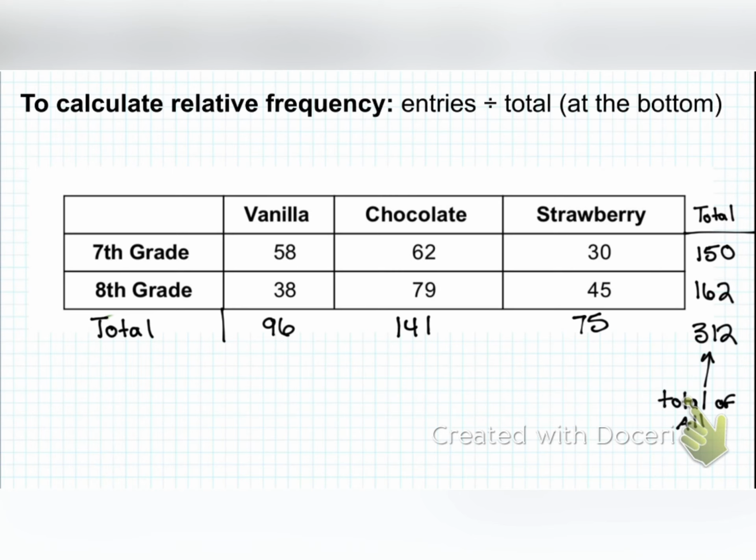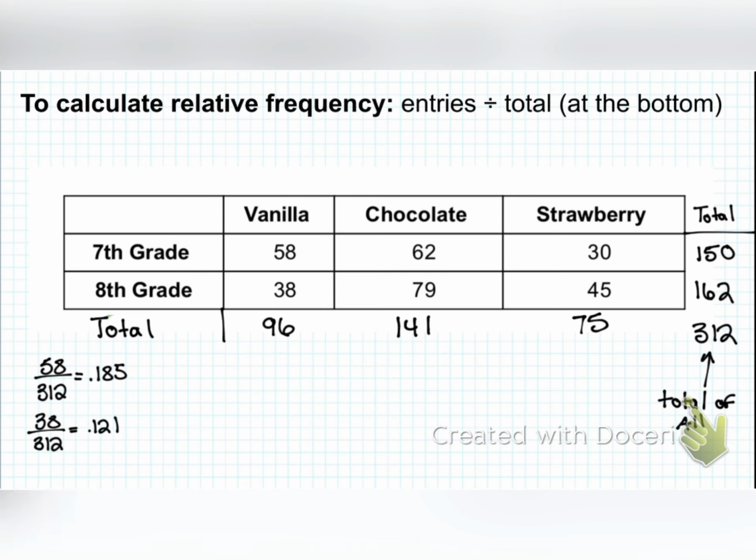Okay, so the first one we have is 58 being divided by 312. When I divide that in my calculator, it gives me 0.185. Remember, it's to the thousandths place, which is 3 decimals. Then the next one we have is 38 divided by 312. That's going to give me 0.121.